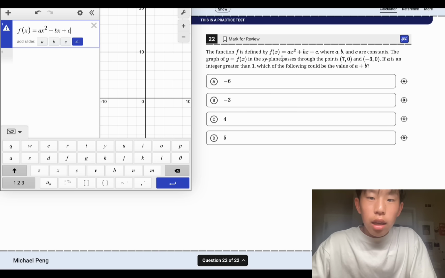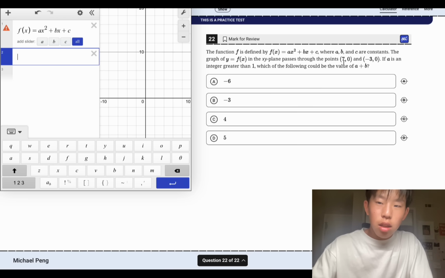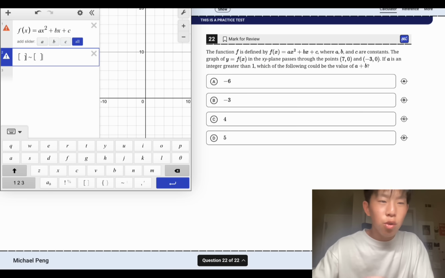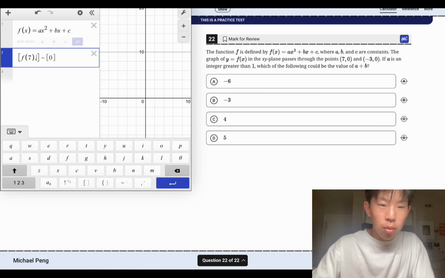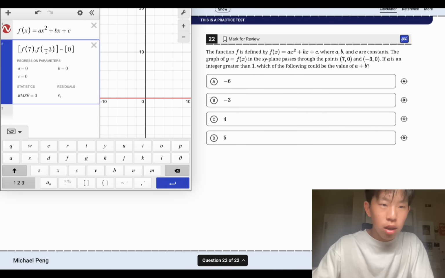And now it's saying that when x is -7, y is 0. So let's just plug it in. And it also says when x is -3, y is 0. So how do we do this? We're going to use the concept that we learned earlier. We're going to use the system of equations regression. So we're going to say f of -7 is equal to 0, and then f of -3 is also equal to 0.